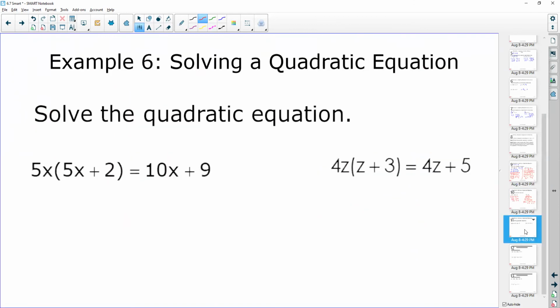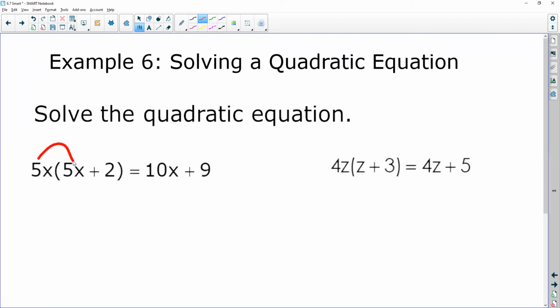All right. So now this one's more complicated, obviously. Like there's more moving parts here. So we just have to think for a second. First we have to distribute. So I get 25x squared plus 10x equals 10x plus 9. Well, I know my first job is to get it in standard form, so I'm going to move the 10x over.